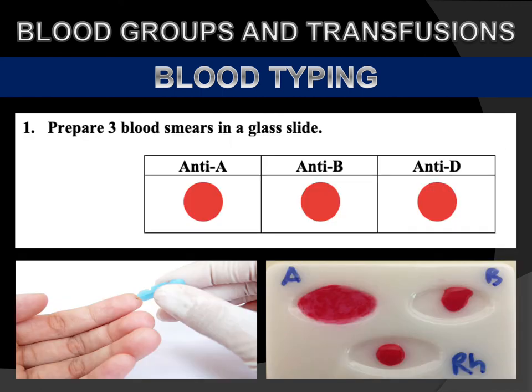Here, let us briefly discuss the steps kung paano ba talaga yung blood typing. So again, ideally, in the laboratory, we prepare a glass slide. And the glass slide, we put it accordingly, magkakatabi sa isang glass slide. So yung unang-una is the blood smear na papataka natin ng anti-A serum. Pangalawa is the blood smear na papataka natin ng anti-B serum. At yung pangatlo, glass blood smear na papataka natin ng anti-D serum. So, to determine kung merong antigen A, may antigen B, or may Rh antigen.